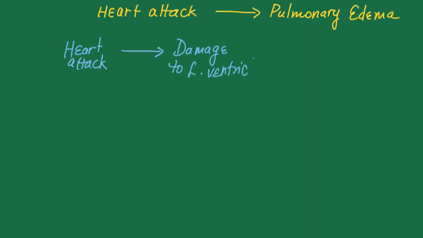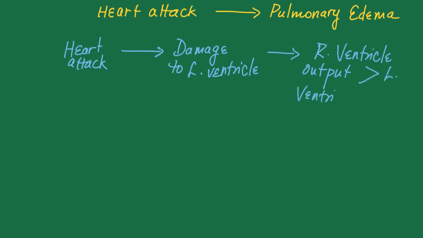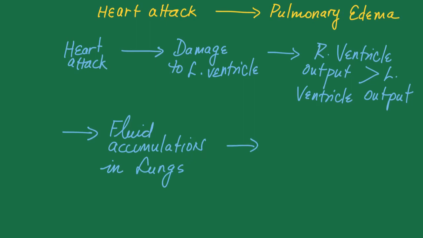So damage to the left ventricle, which would lead to the right ventricular output being greater than the left ventricular output. So essentially we have unequal stroke volume. When the right ventricular output is greater than the left ventricular output, fluid accumulates in the lungs, which is basically pulmonary edema.